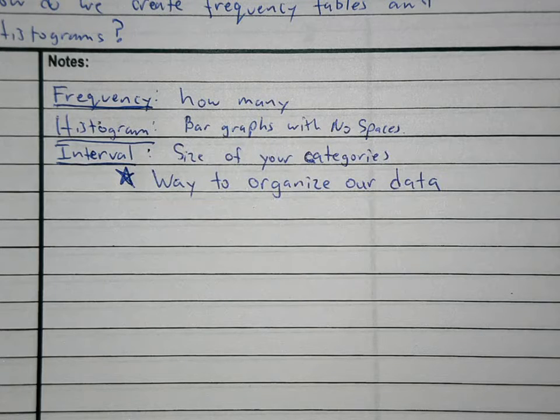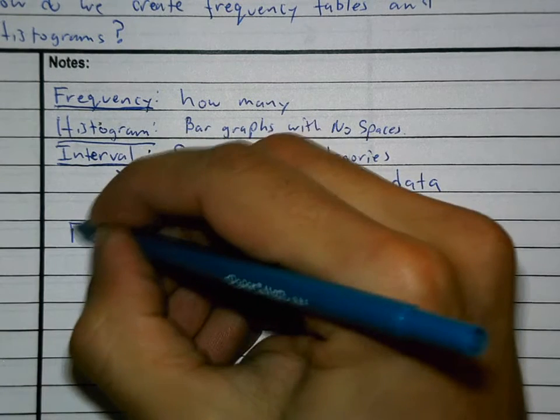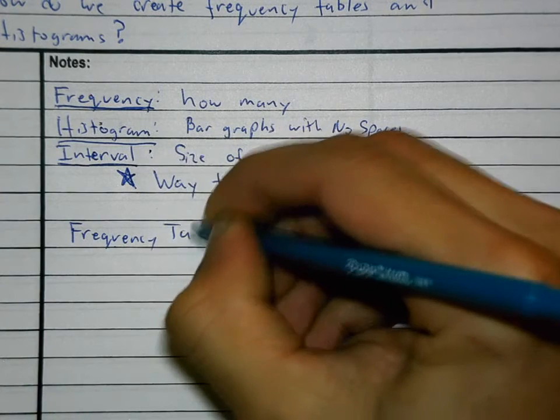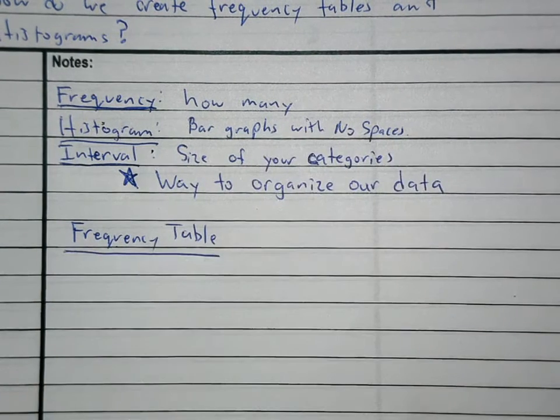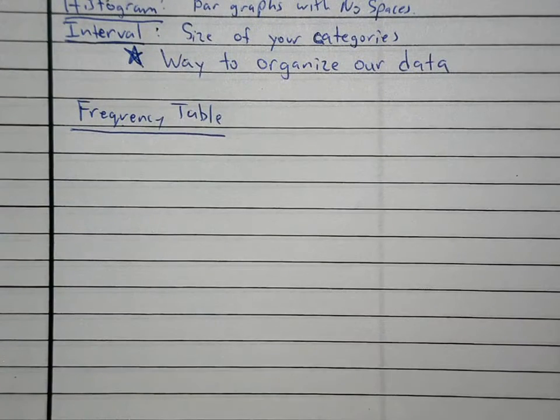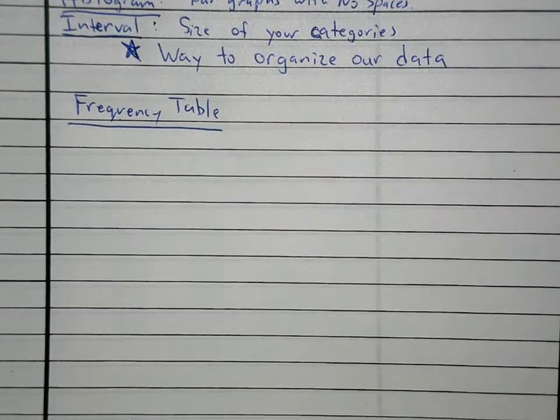And I think the easiest way for me to show you how this works is to give you a real world example. Okay? Let's do it like this. I'm going to start off with a frequency table. Here's my frequency table. Let's write that down. Frequency table. Underline. This is my frequency table example. Fancy words. A how many table.